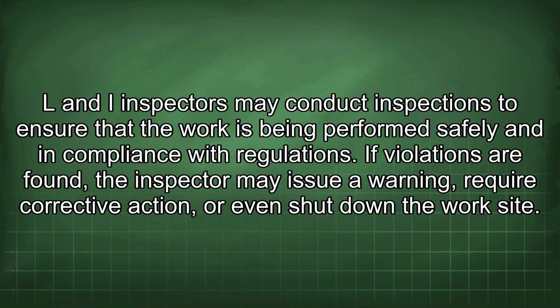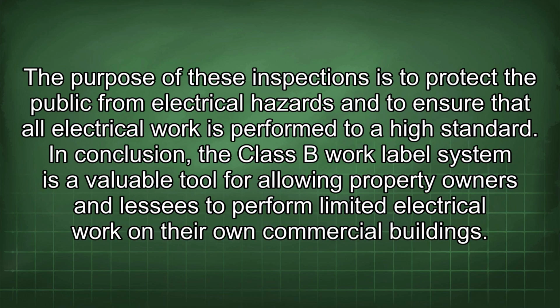The WAC also includes provisions for inspecting electrical work performed under a Class B work label. L&I inspectors may conduct inspections to ensure that the work is being performed safely and in compliance with regulations. If violations are found, the inspector may issue a warning, require corrective action, or even shut down the work site. The purpose of these inspections is to protect the public from electrical hazards and to ensure that all electrical work is performed to a high standard.